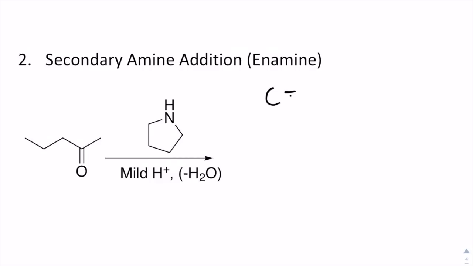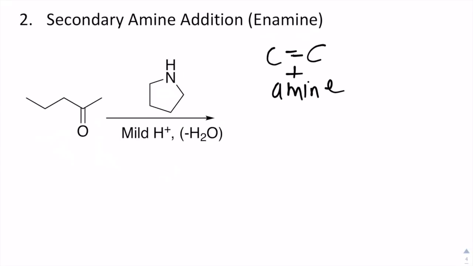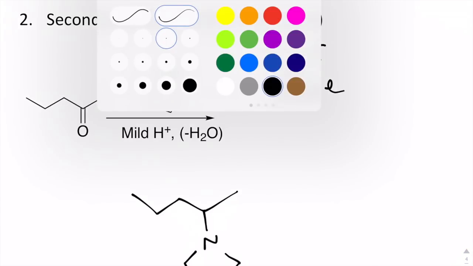That is a carbon-carbon double bond with an associated amine. So I'll just do this: carbon-carbon double bond plus amine. I'm not even going to show the mechanism for this. You would think that we have an amine here, and it's a 5-carbon ring, so it's something like that. And now we have to decide where we want to put our double bond. So we have a regioselective choice.